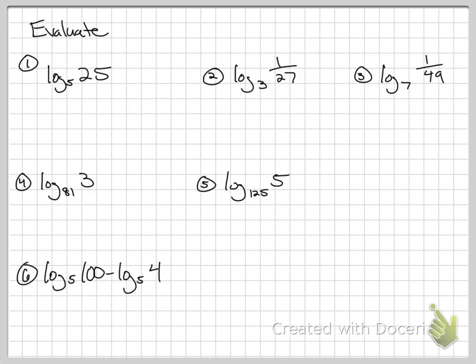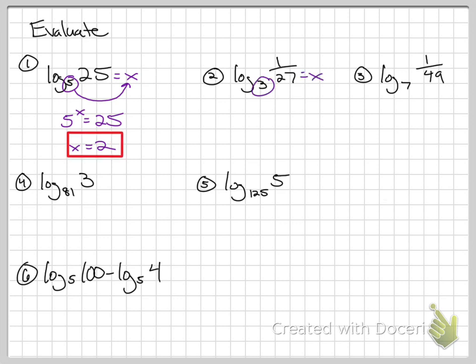Okay, moving on to evaluating. Hopefully you can do these in your head at this point. We should have done a lot of logarithms. When people see number 1, log base 5 of 25, they think to themselves, 5 to what power makes 25? Because they want to know what it equals, swoop and change it to an exponent problem. The answer is 2, because 5 squared is 25.